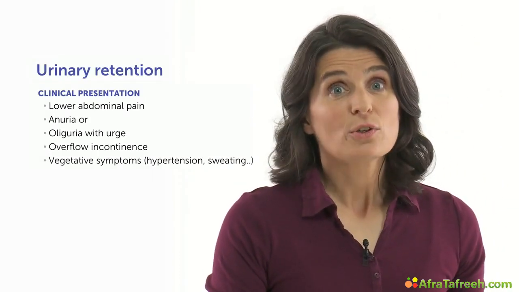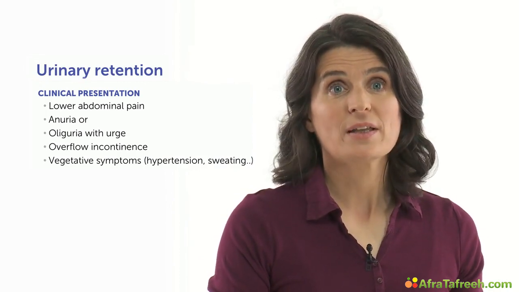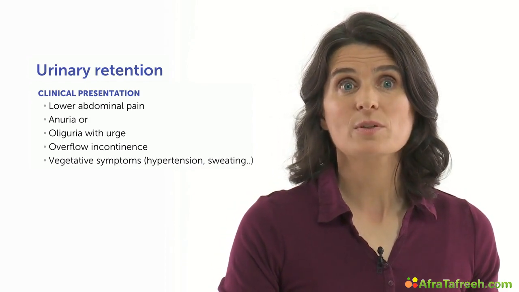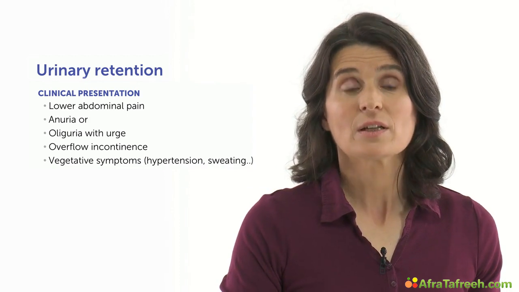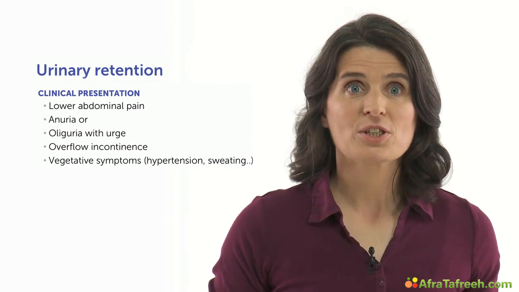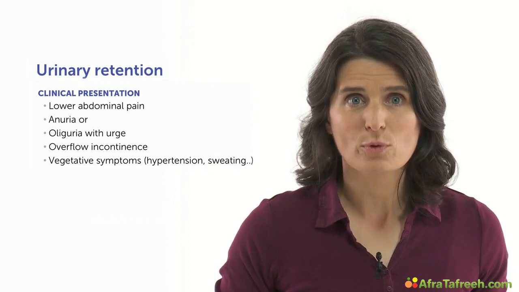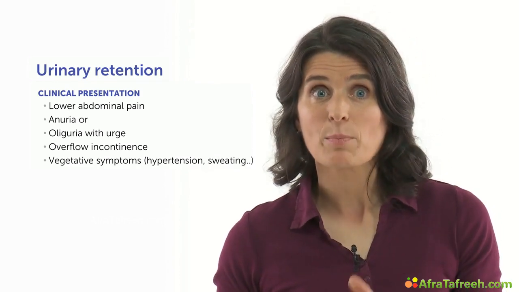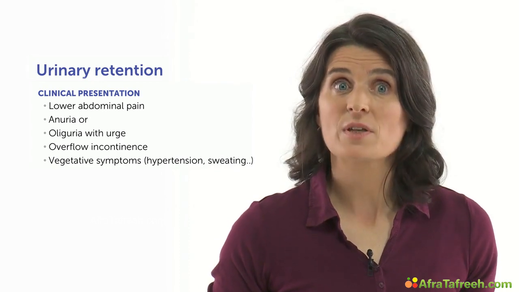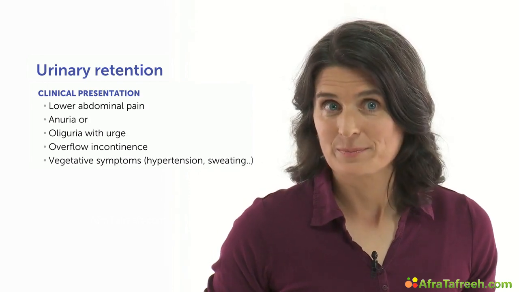Patients with acute urinary retention present with anuria and lower abdominal pain and discomfort. Also, oliguria with urge can be a symptom that means the bladder is not emptying. Just small amounts of urine can flow out of the bladder. The patient can show a so-called overflow incontinence, where the bladder is so full that the patients have no influence about urine dripping. The patients can also show vegetative symptoms like cold perspiration, hypertension, and even bradycardia.